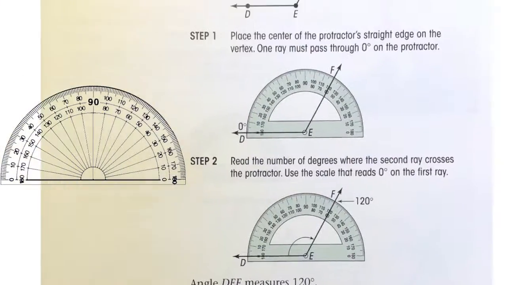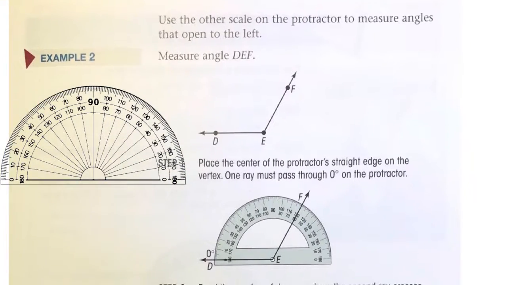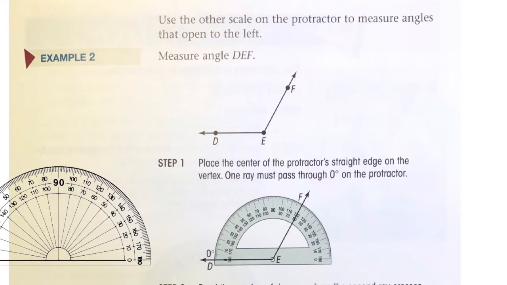Let's take a look at another example. Use the other scale on the protractor to measure angles that open to the left. So measure angle DEF. So here this opens this way. So we're going to place the center of the protractor's straight edge on the vertex. One ray must pass through the 0 degrees on the protractor. So here's the 0 degrees. So one of the rays is on that. The other ray measures up.